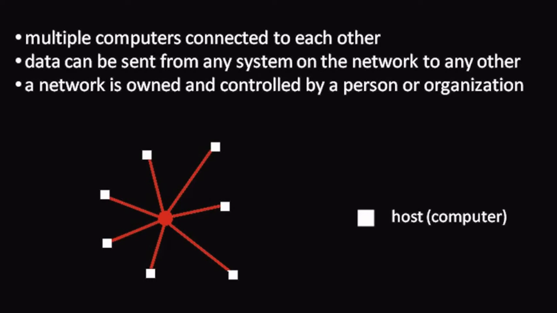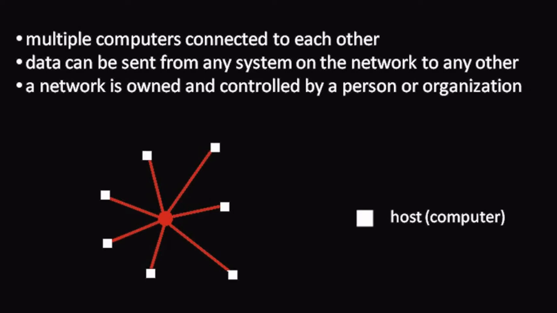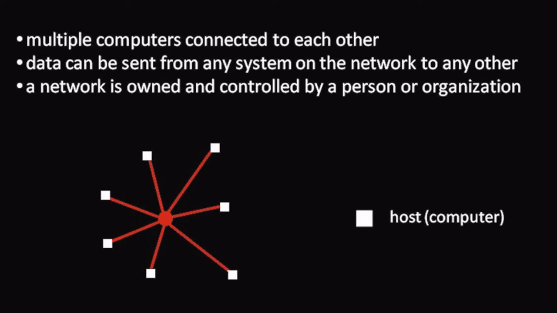Before you can understand what the Internet is, you need to understand what a network is. A computer network is any arrangement where you have multiple computers all connected to each other by some means, such that each computer on the network can send data to any other. In our diagram here, we have a network of several computers, each computer represented as a little white square, and in the terminology of networks, we usually call a computer a host.